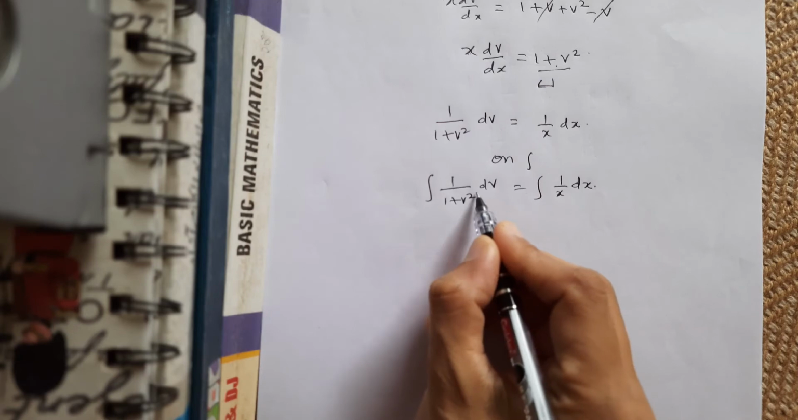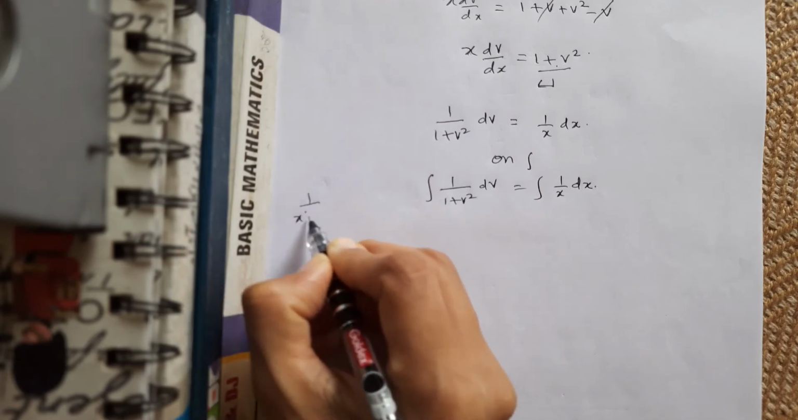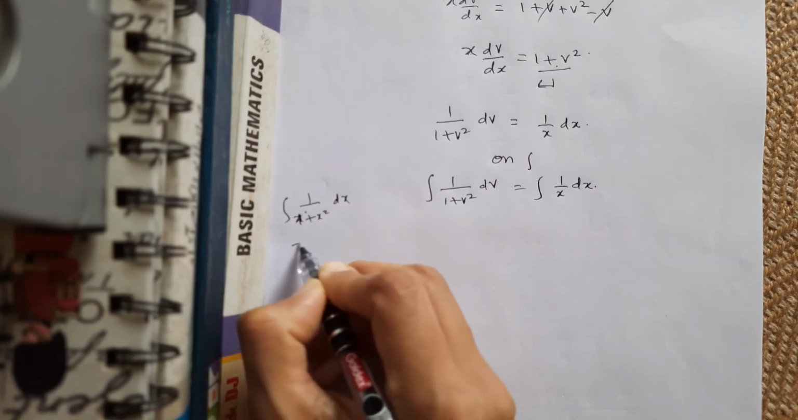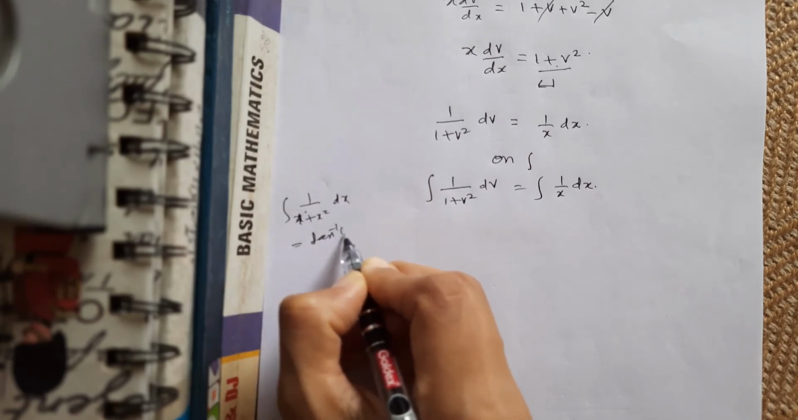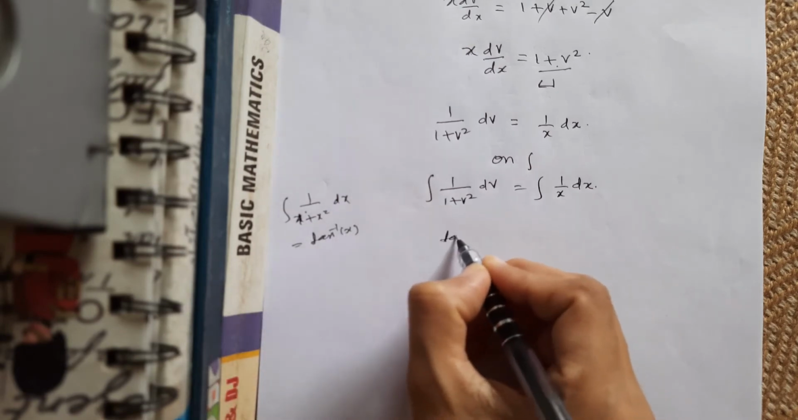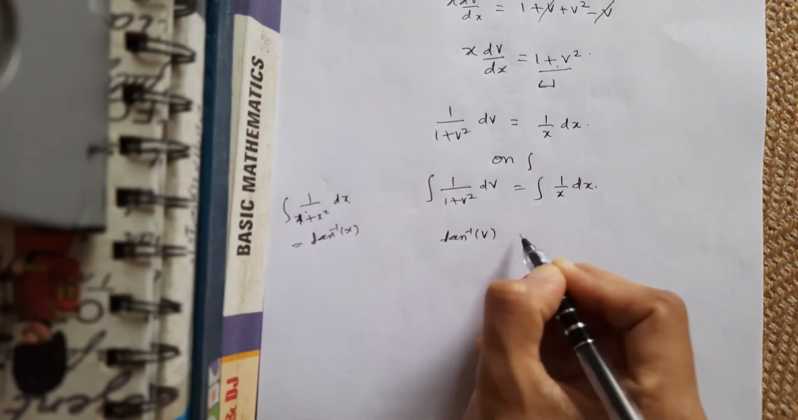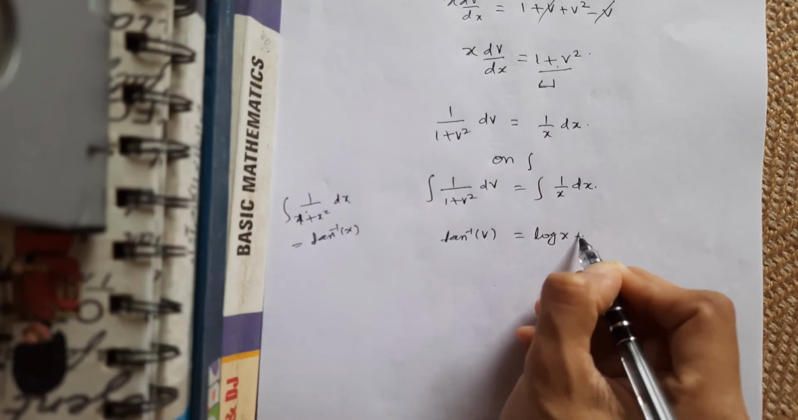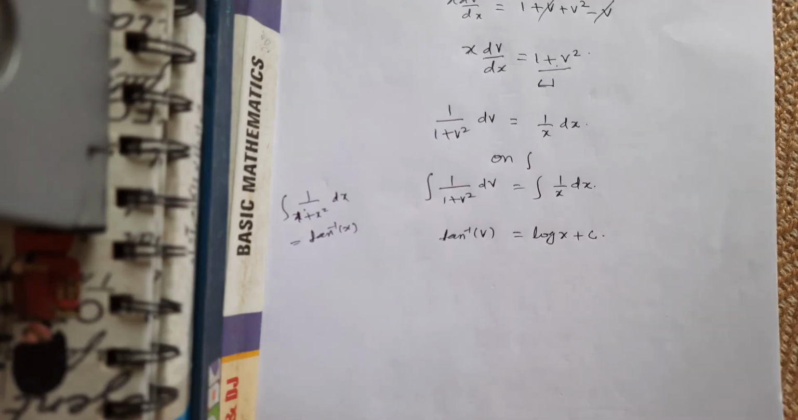This is the standard integration, 1 upon 1 plus x square dx. Remember this? What is the answer? Tan inverse of x, correct. So tan inverse of v equals the integration of 1 upon x dx, which is log x plus c. So that's how I got it.